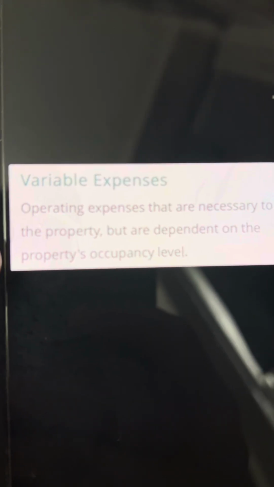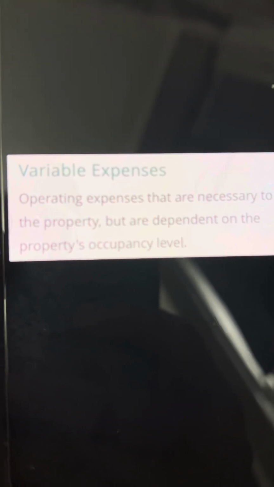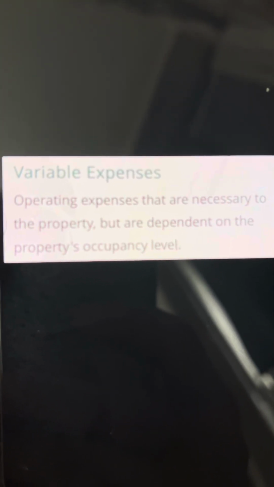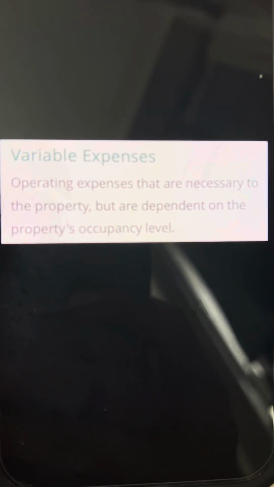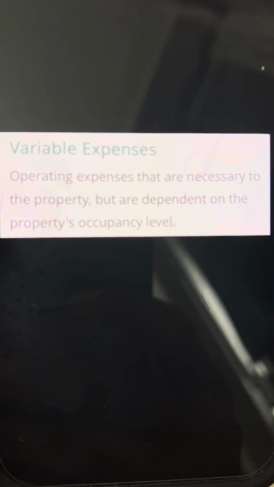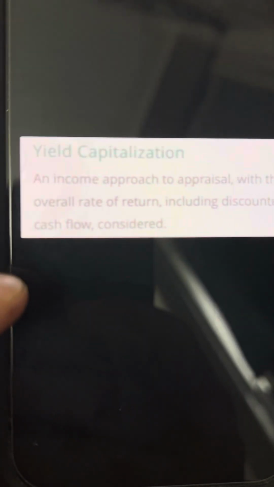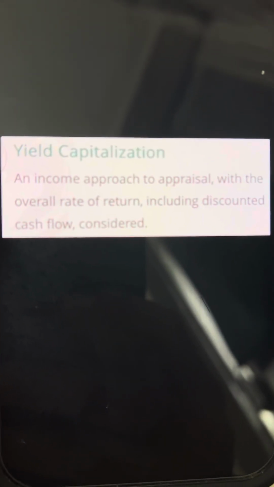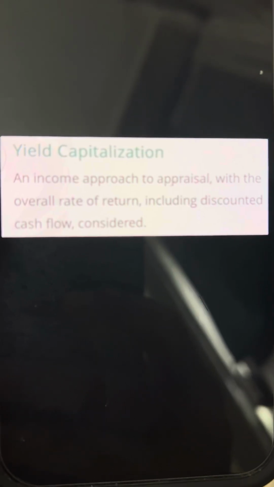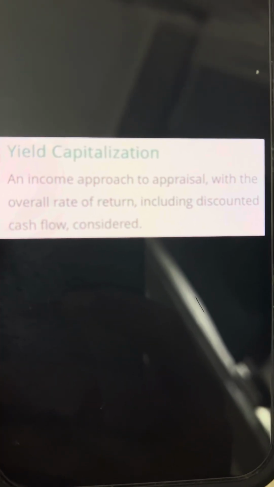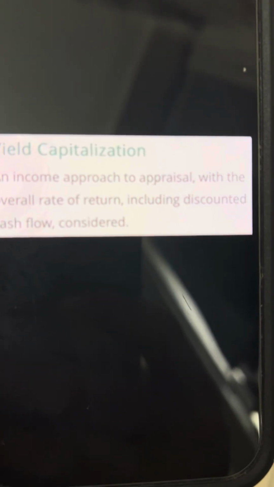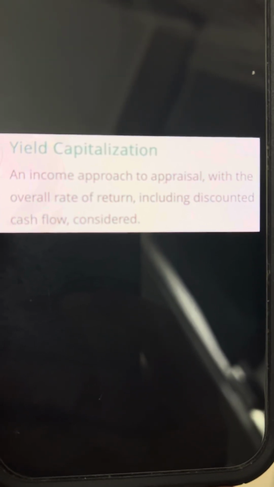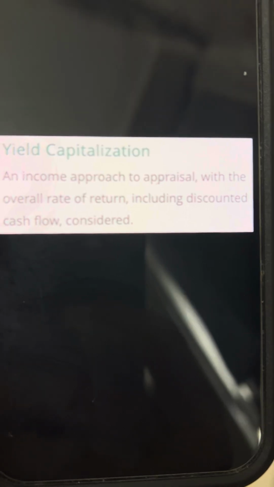Variable expenses. Operating expenses that are necessary to the property, but are dependent on the property's occupancy level. Yield capitalization. An income approach to appraisal with the overall rate of return, including discounted cash flow, considered.